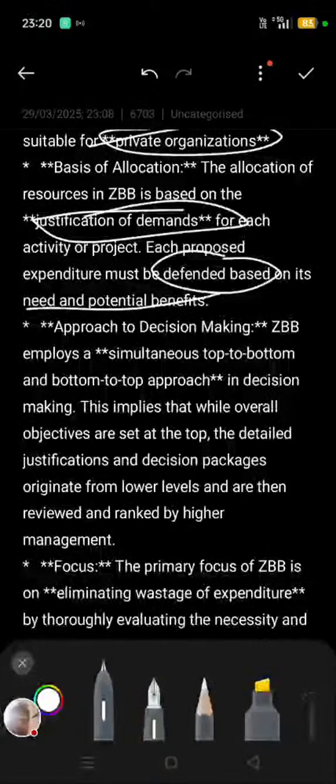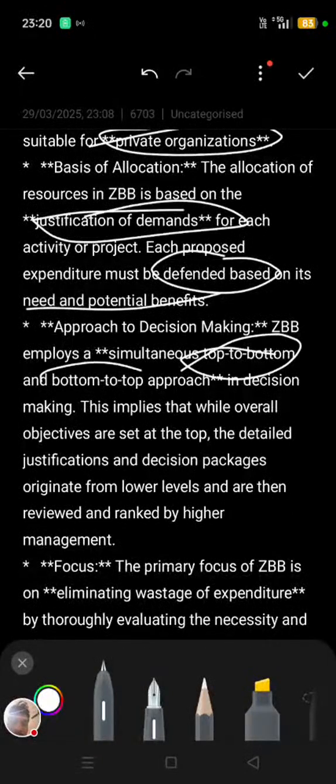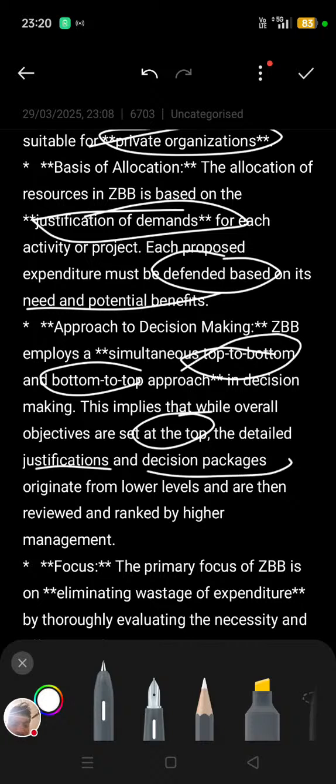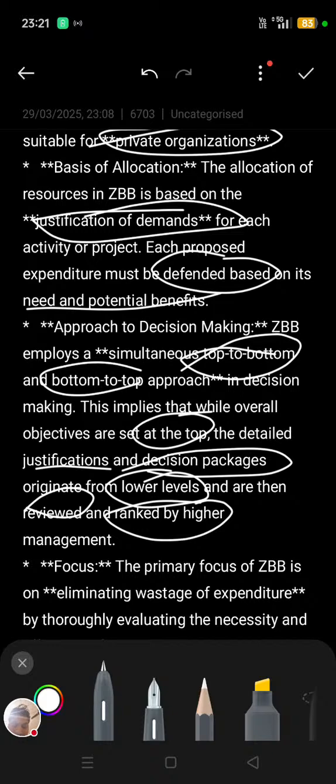Approach: zero based budgeting employs a simultaneous top to bottom and bottom to top approach. In decision making, this implies that while overall objectives are set at the top, the detailed justification and decision packages originate from lower levels and are then reviewed and linked by higher management.